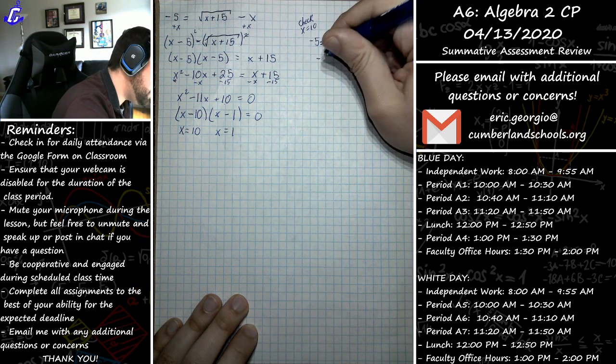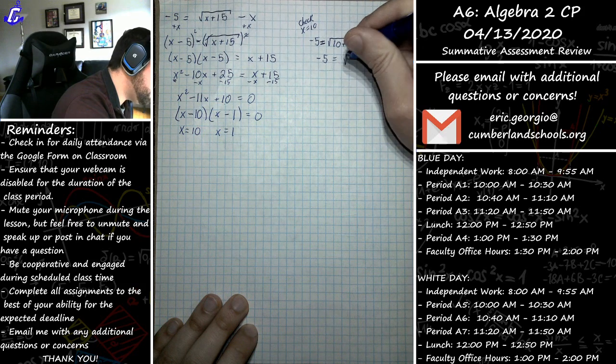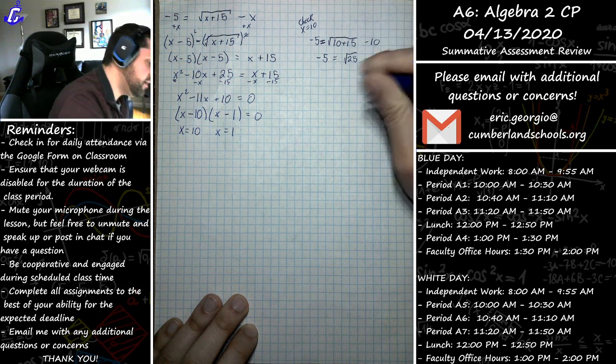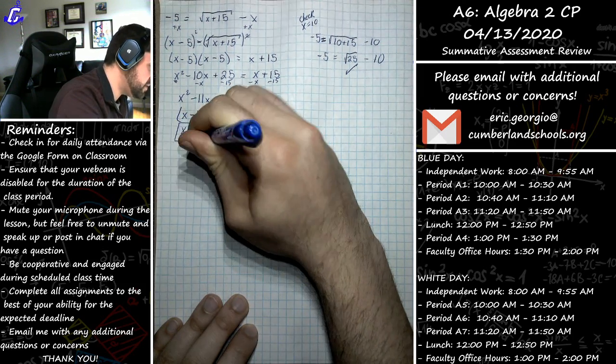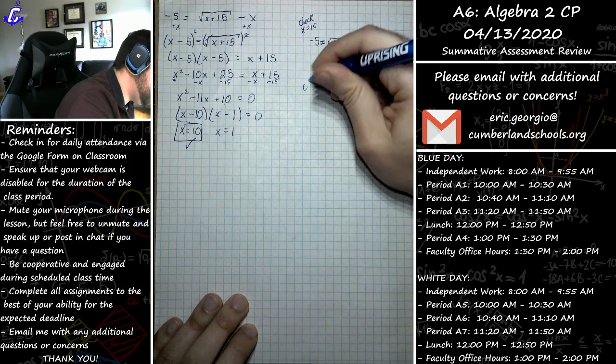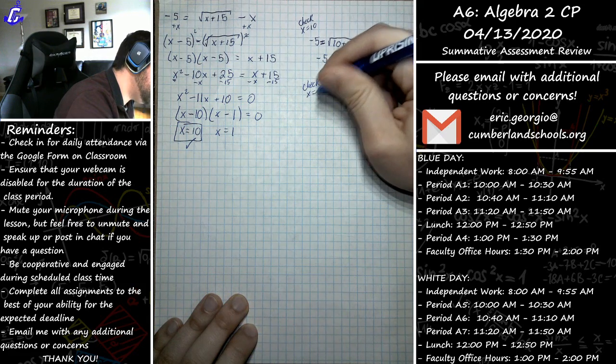I believe this works, right? -5 should equal the square root of 25 minus 10, because that's 5 minus 10, and that's definitely equal to -5. So I'm happy with that. Solution of x equals 10 works out. How about x equals 1? Let's check when x equals 1.